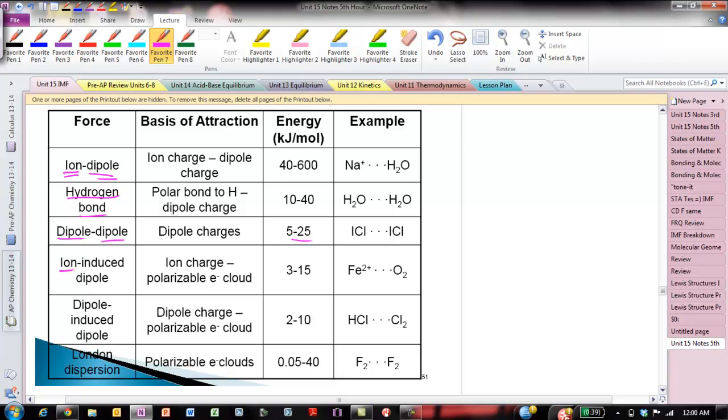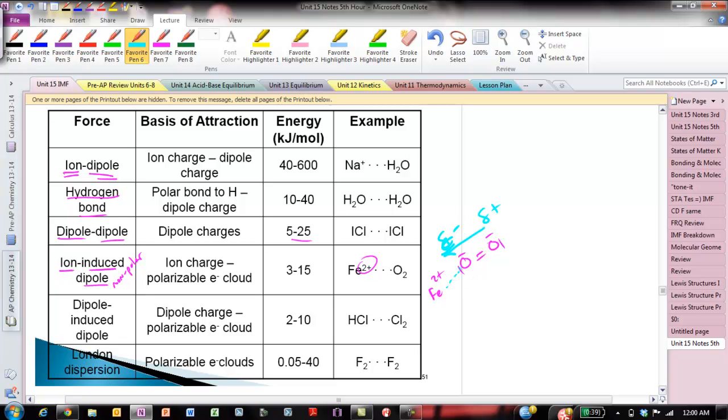Then we have ion-induced dipole, so that's an ion acting on a nonpolar molecule. Induced dipole means it is nonpolar, but it's forced to become polar because of the ion. So if we put a 2 plus ion up next to the oxygen molecule, that's going to cause the electrons to be attracted this way, toward that positive. So that ends up as partially negative and partially positive.